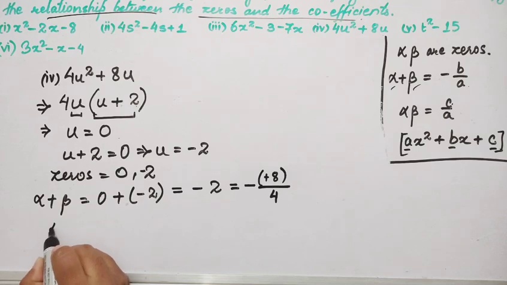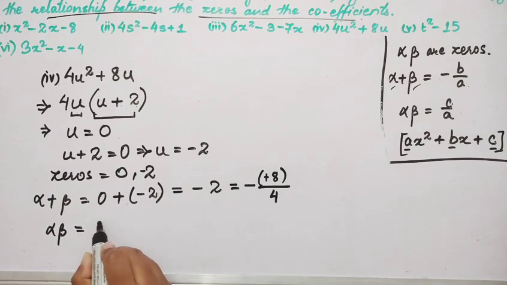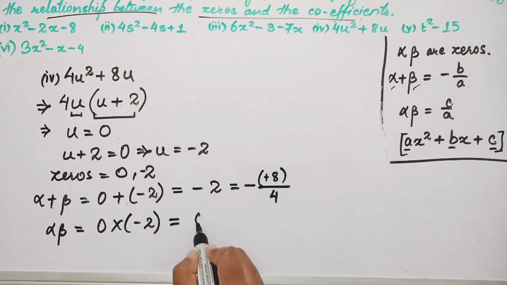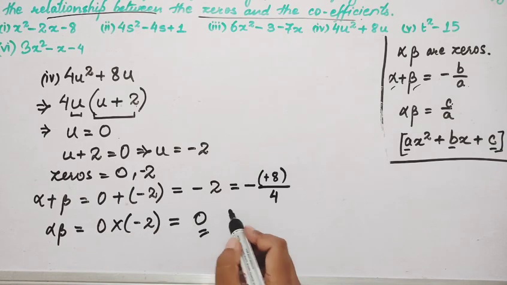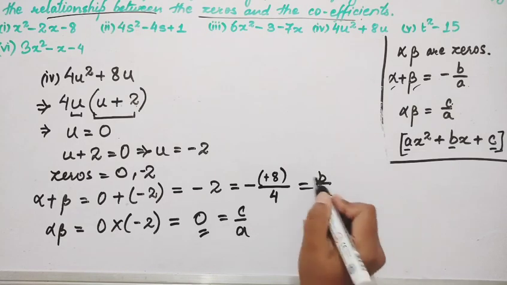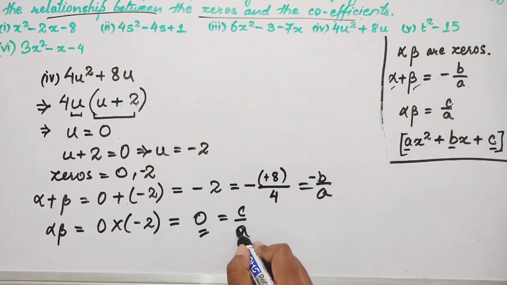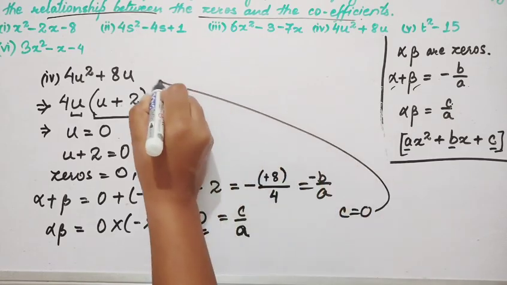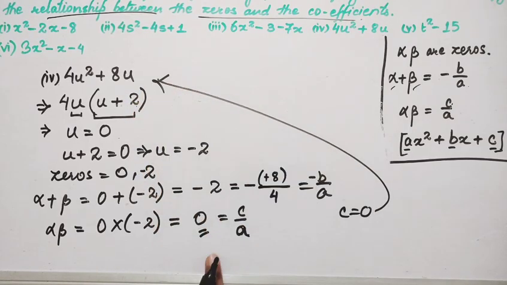And we have alpha beta, that is 0 into minus 2, which is 0. Why is it 0? Because alpha beta is c by a, and why is this 0? Because c equals 0 in this equation. That's why c by a is 0 and alpha into beta is 0. Hence verified.